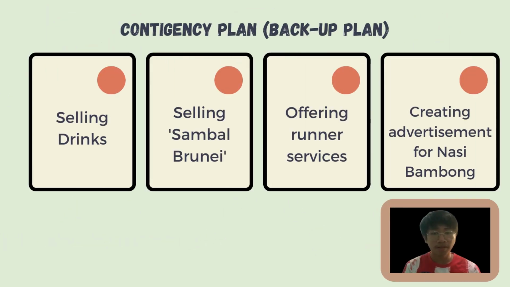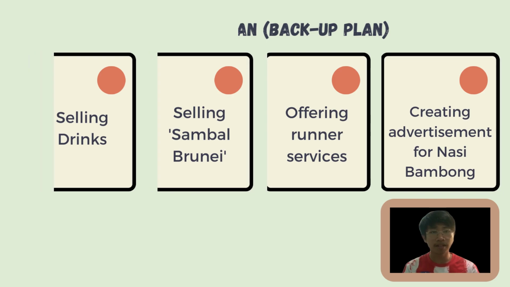For our contingency plan or backup plan, we will sell drinks because our combo set has drinks. We can also sell those drinks to increase our sales. Next is selling sambal Brunei. For the sambal Brunei, only certain people can make it exactly the same as the original taste, so you should buy it. Next is offering a runner service and creating advertisements for nasi bambong to increase our sales.